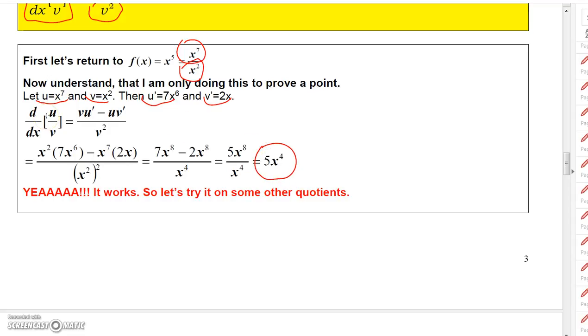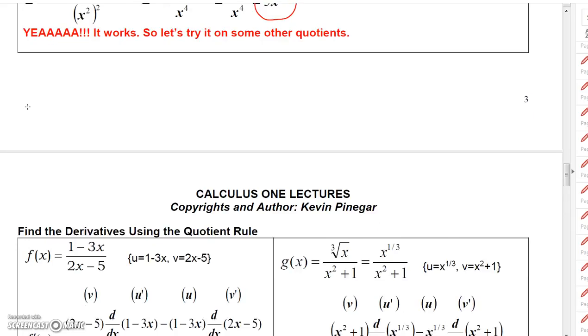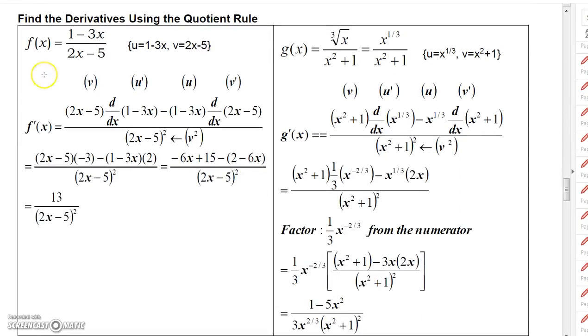So now let's do it on some others. Again, you wouldn't want to use this rule on this particular function, but I'm just doing it to make a point. Now, let's start out with something fairly simple. Let's say you have a quotient where you have a binomial on top and a binomial on bottom. The numerator is u, 1 minus 3x, and the denominator, v, is 2x minus 5. So the formula, remember, the numerator says v times u prime minus u times v prime.